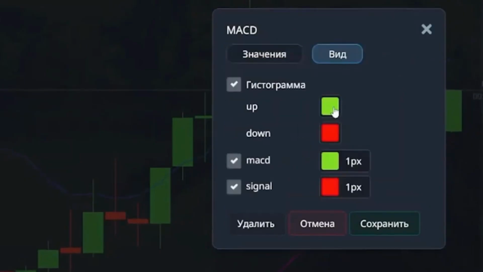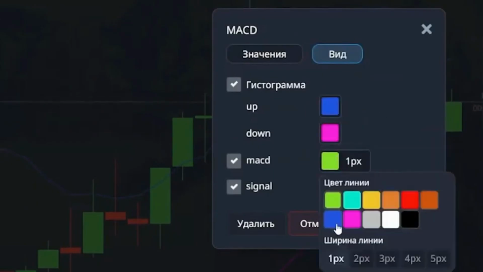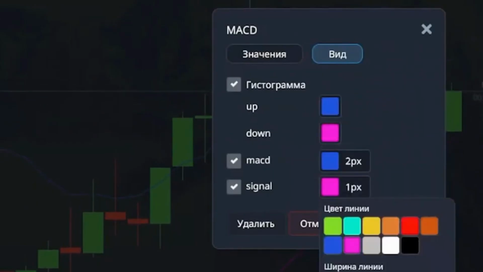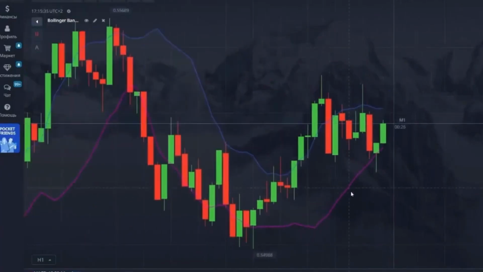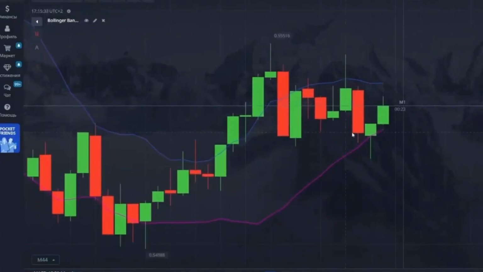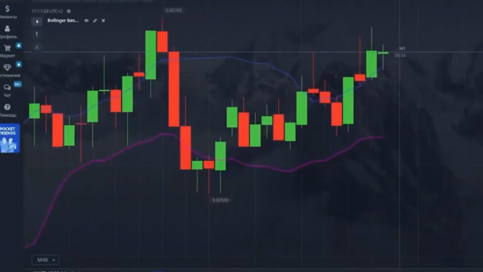And the signal period to 14. Next, the appearance. Set it to 2 colors, blue and purple. For both the MACD and the signal line, set the width to 2 pixels. So we've set up our indicators, configured all the trading tools, and now we're moving on to actually trading.